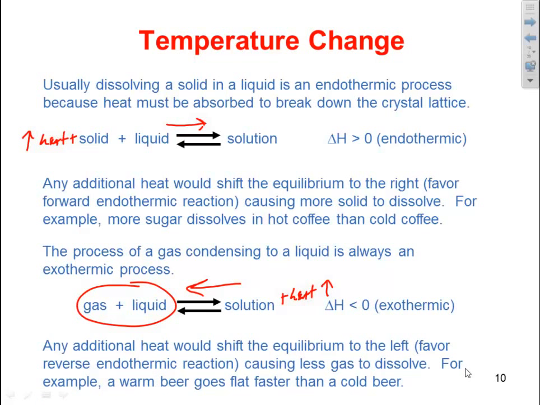Any additional heat would shift the equilibrium to the left, favoring your reverse endothermic reaction, causing less gas to dissolve. For example, a warm beer goes flat faster than a cold beer.